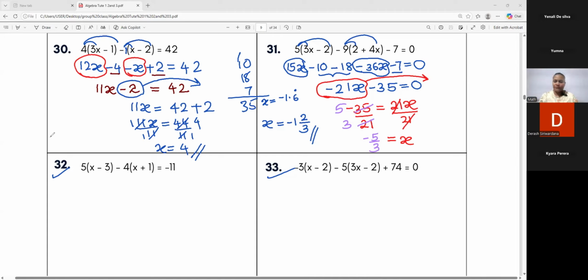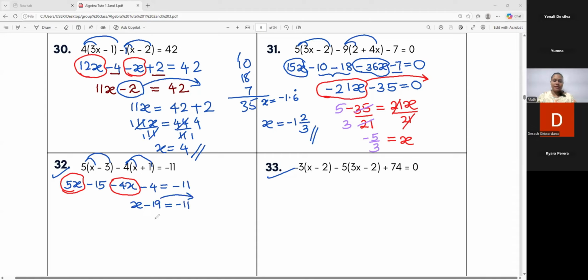Okay, next one. 5 times x, 5 times 3. 5 times x is 5x. 5 times 3 is minus 15. Minus 4 times x is minus 4x. Minus 4 times plus 1 is minus 4, equal to minus 11. Then we will collect x terms. 5x minus 4x, 5 minus 4, x. Then minus 15 minus 4, same sign, add them. 15 plus 4 is 19, minus, equal to minus 11.